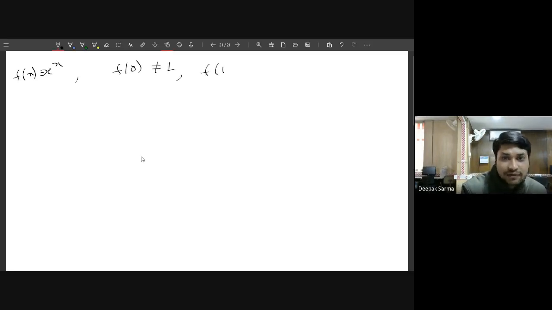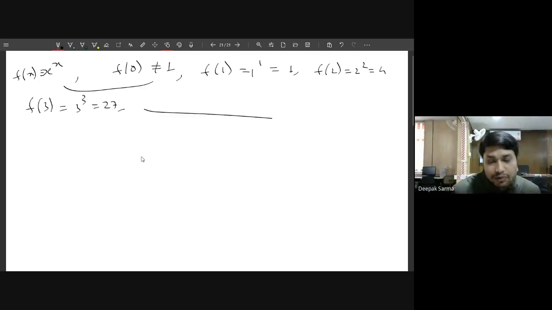Let us consider this function. As I said, 0 to the power 0 is not 1. What do I mean? I mean that f of 0 is not equal to 1. Now if I ask you some other function like f of 1. What is f of 1 here? It is 1 to the power 1. The value is 1. What is f of 2? It is 2 square. It is 4. What is f of 3? It is 3 to the power 3. It is 27. Now we are trying to find f of 0. But 0 to the power 0 you cannot find. It is indeterminate.